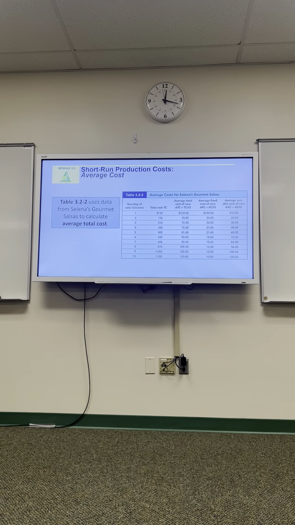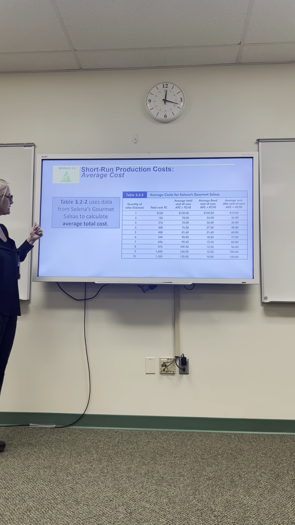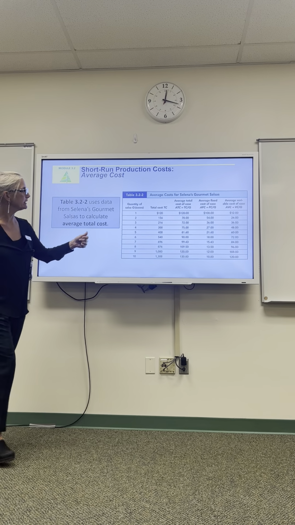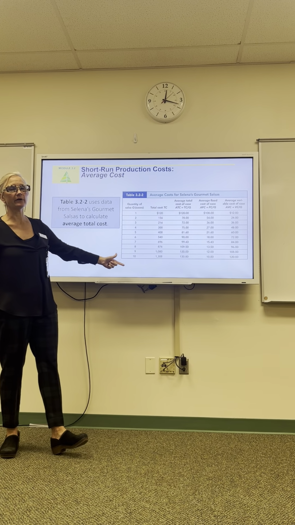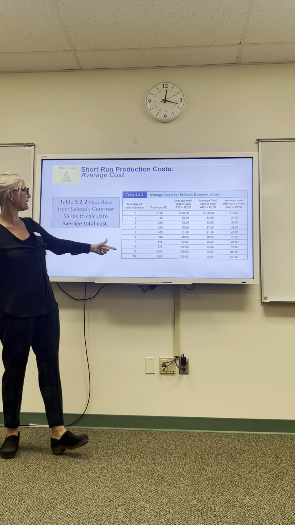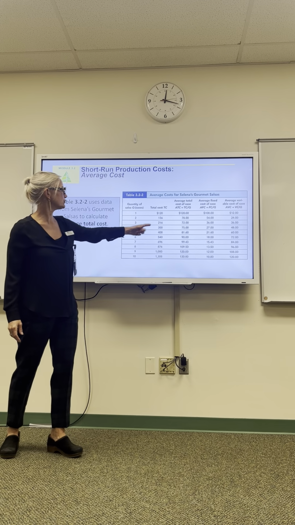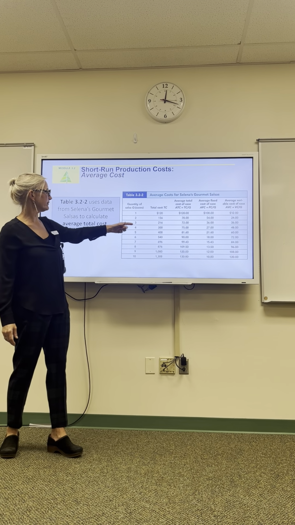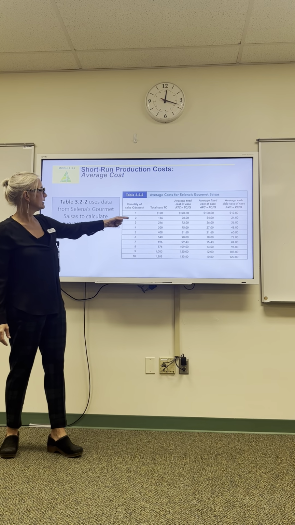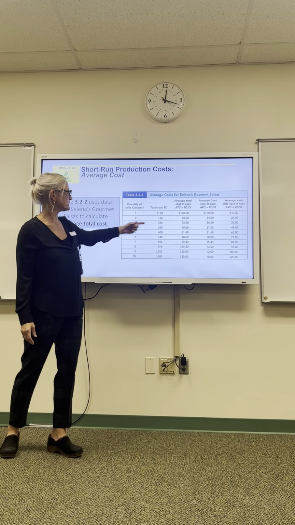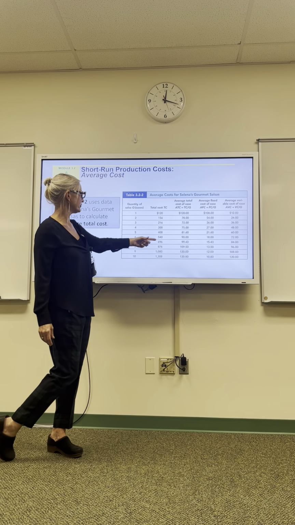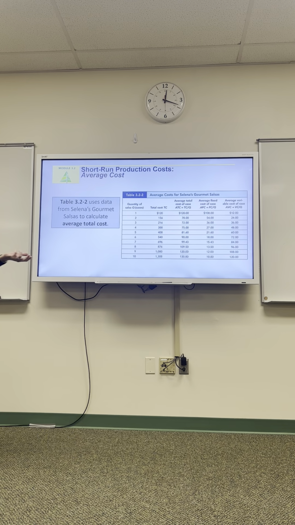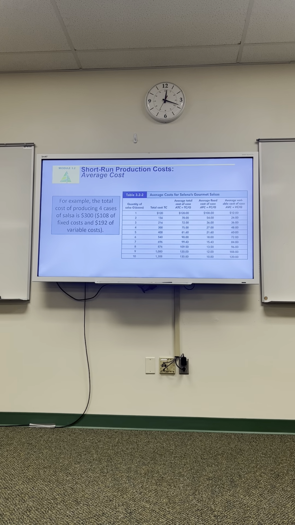So here, if we were trying to calculate Selena's Gourmet Salsa's average total cost, you just take total cost and divide it by the quantity of output. In this case, I think it's cases of salsa, right? So it's just 216. If you wanted to find out what her average costs were if she produced 3 cases of salsa, it's just 216 divided by 3, right? At 6 cases, 540 divided by 6, and so on, right?